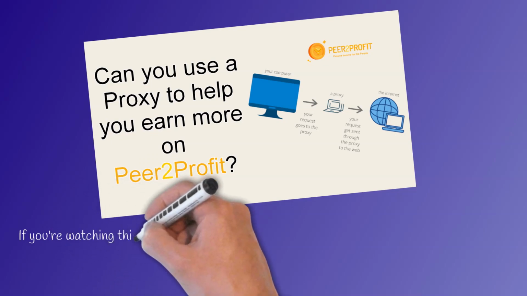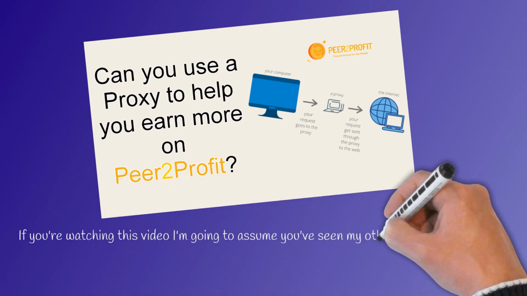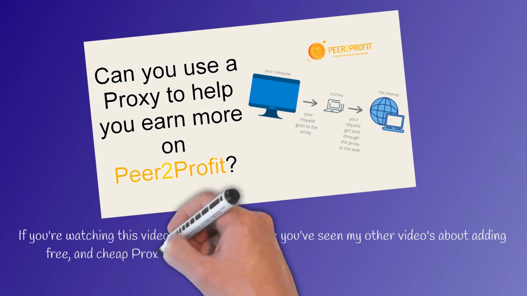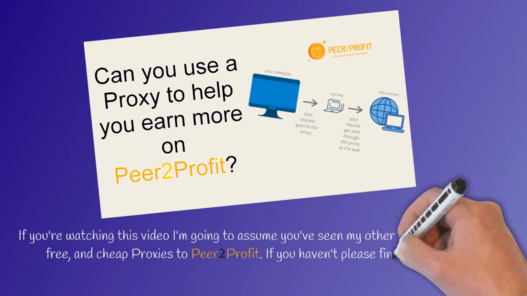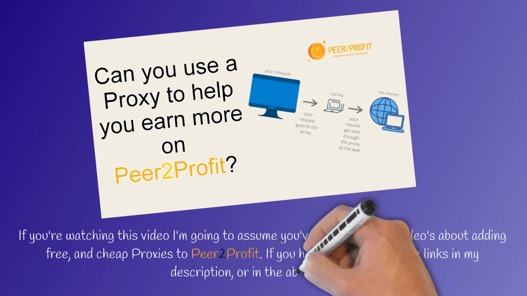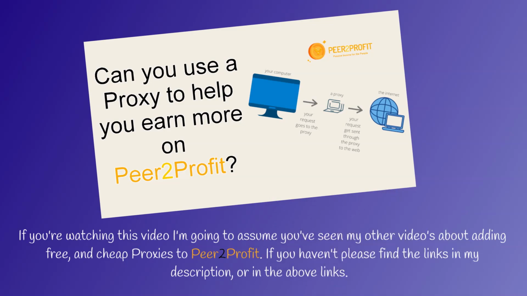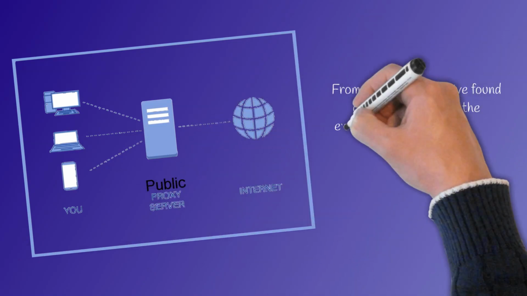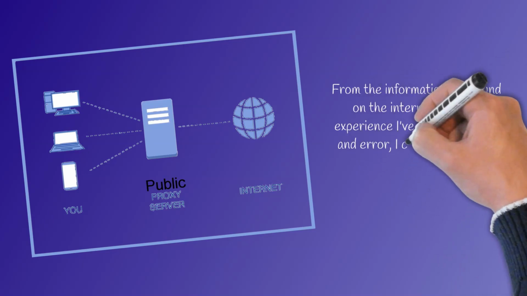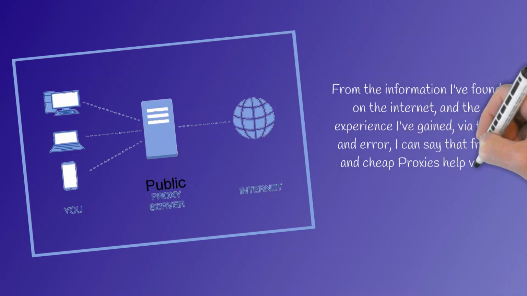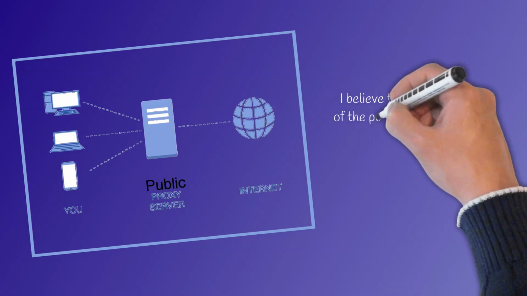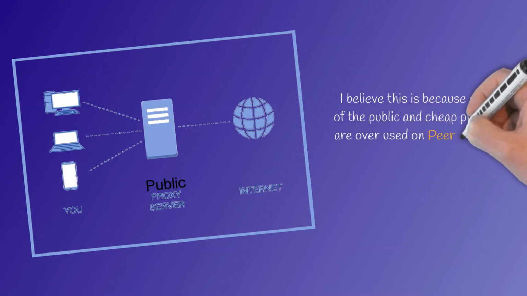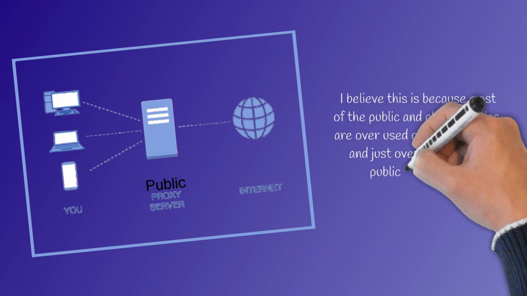If you're watching this video, I'm going to assume you've seen my other videos about adding free and cheap proxies to peer-to-profit. If you haven't, please find the links in my description or in the above links. From the information I've found on the internet and the experience I've gained via trial and error, I can say that free and cheap proxies help very little. I believe this is because most of the public and cheap proxies are overused on peer-to-profit and just overused by the public in general.